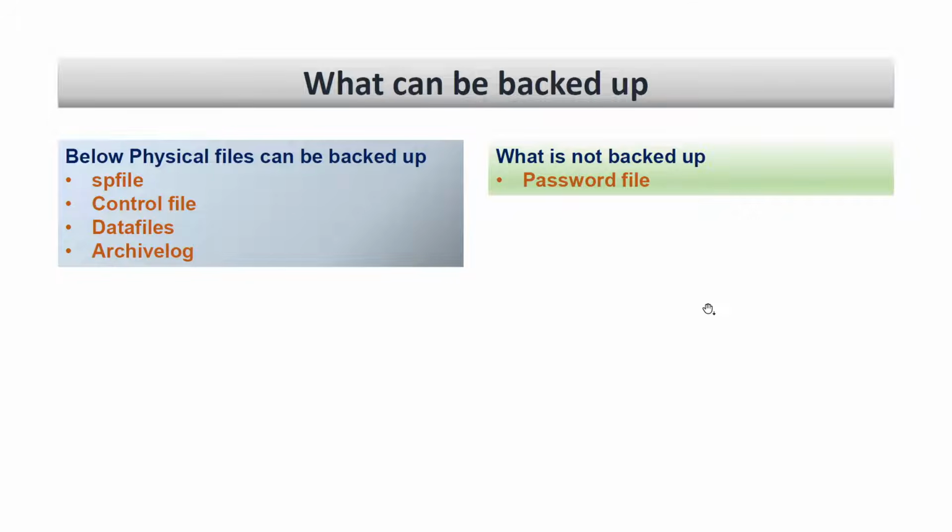So the last thing that I want to explain is what can be backed up. Oracle RMAN backs up the SPFILE, control file, data files, and archive logs. Oracle RMAN does not back up the password file. Remember, the password files are not backed up. Also, the redo logs are not backed up. The archive logs are backed up, not the redo logs.